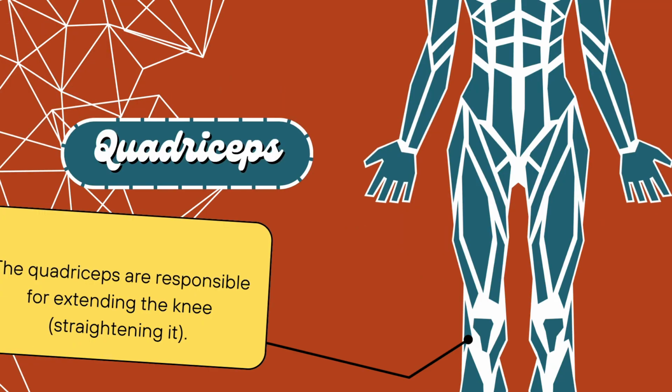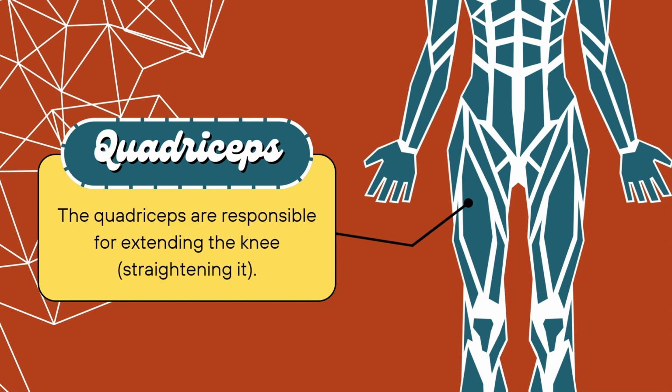We are talking about now the quadriceps. Okay, this is a significant one. The quadriceps are responsible for extending the knee. It's pretty powerful, and yeah, pretty strong muscles, man.